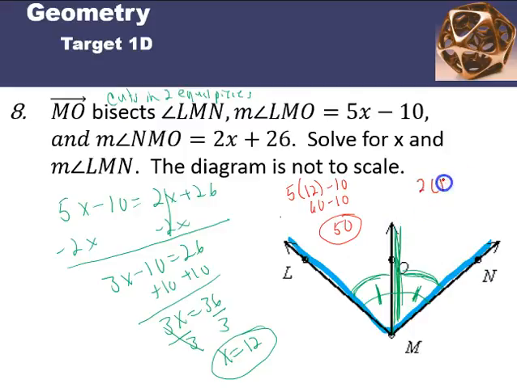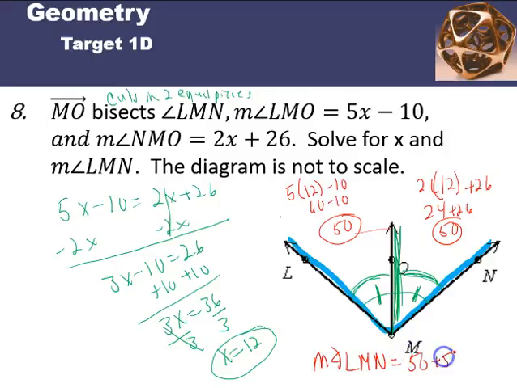So it's 2 times x, but remember x was 12, not 13, plus 26. So 2 times 12 is 24, and 24 plus 26 is 50. So then I know that the measure of angle LMN is 50 plus 50, which equals 100. Okay?